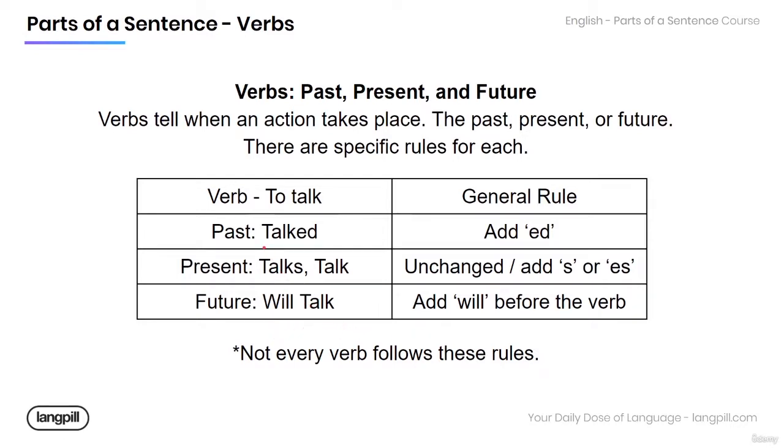And these are just the simple past, present, and future verb tense. There are other types of past, present, and future tenses, but those are a little more complicated. And right now we're just focusing on what a verb is and where it belongs in the sentence.